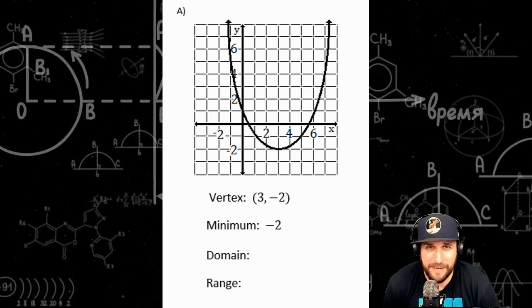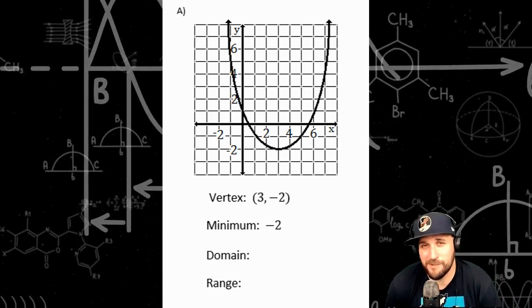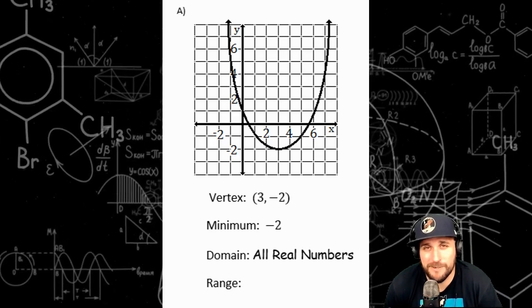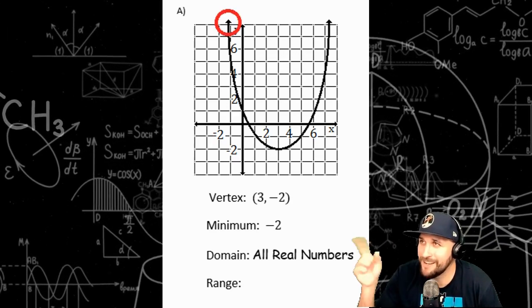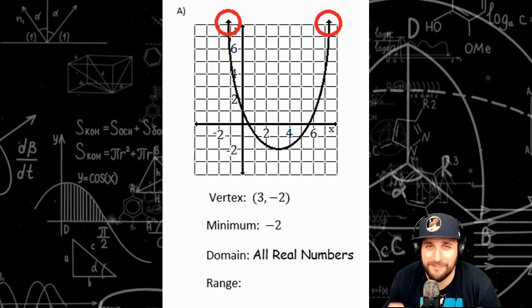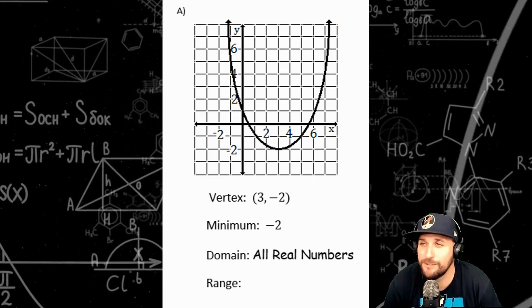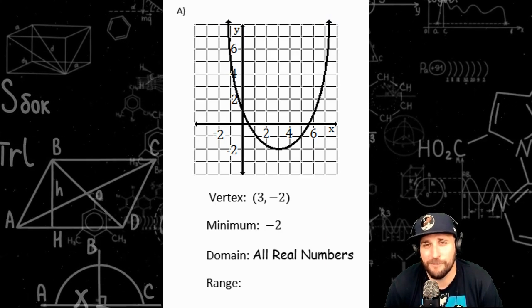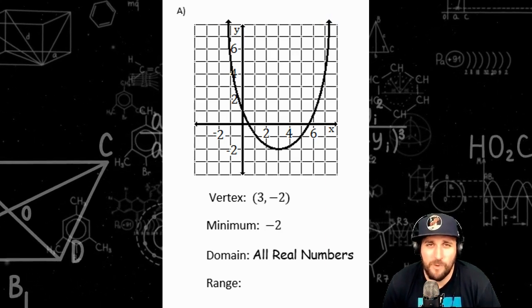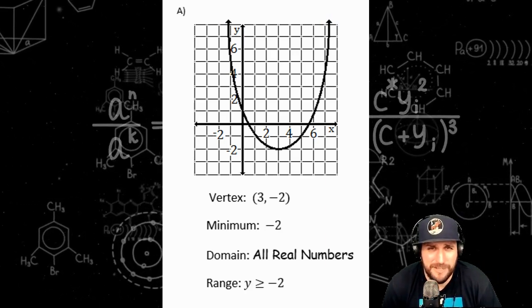Next, it asks for the domain. Domain, unless I tell you otherwise, is always going to be all real numbers, because it has arrows there and there, meaning it goes forever to the left and to the right on the x-axis. So my domain is all real numbers. And lastly, the range. The range is y is greater than or equal to negative 2.